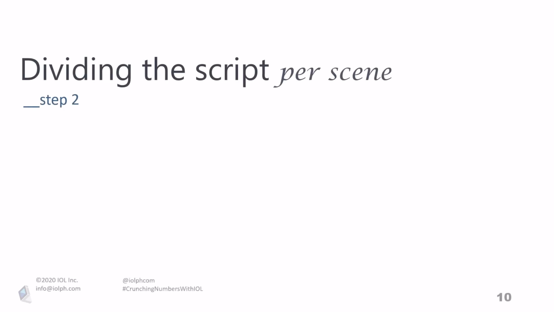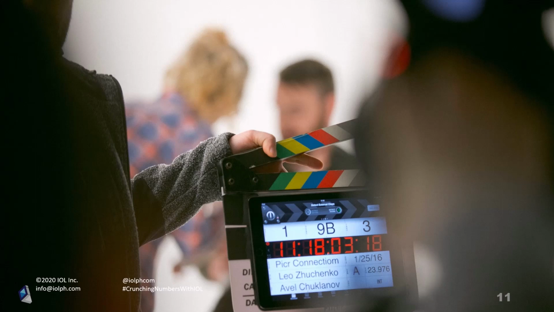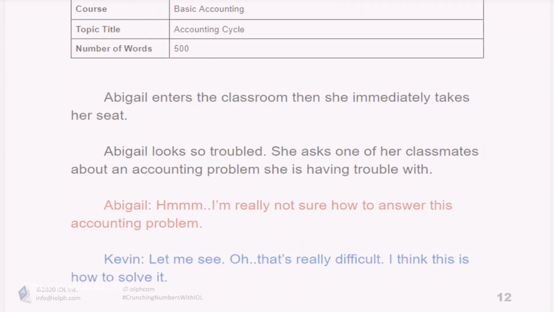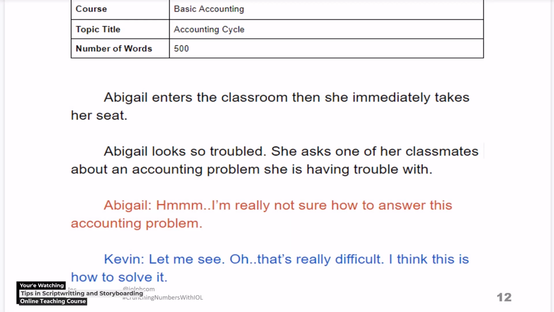The second step is to divide the script per scene. Take a look at the script that you have written. Imagine a team of filmmakers. How do they shoot a movie? They capture the script on film or video, taking it scene by scene or part by part. That's exactly what we are going to do next. We need to divide the script per scene.